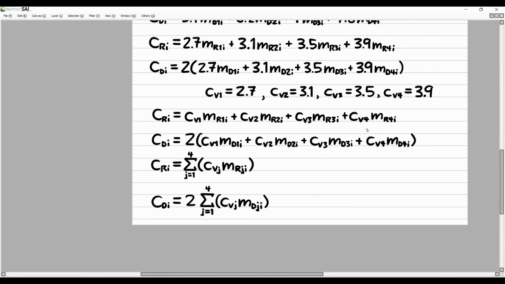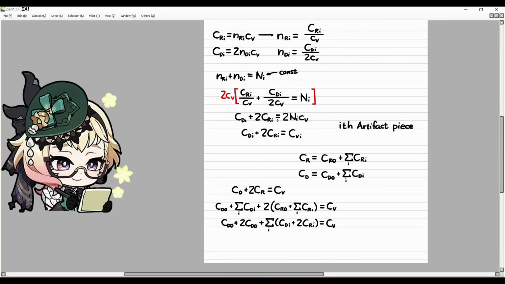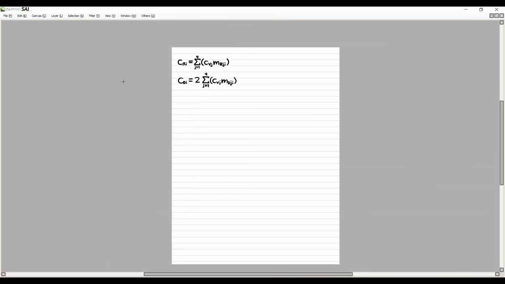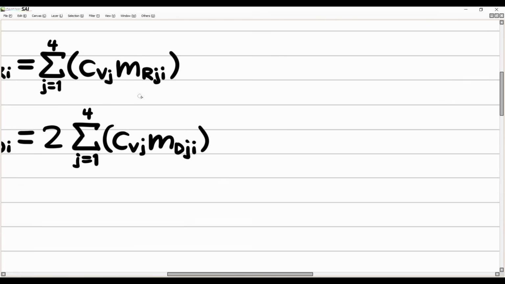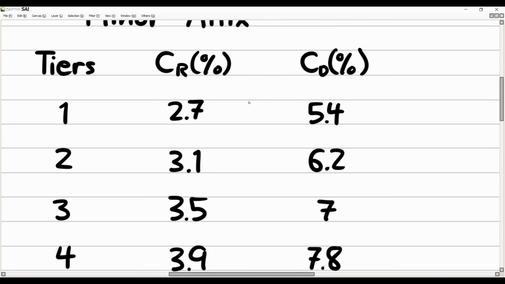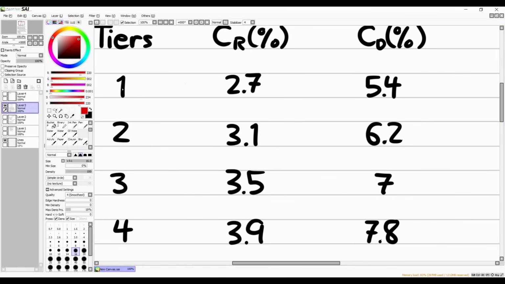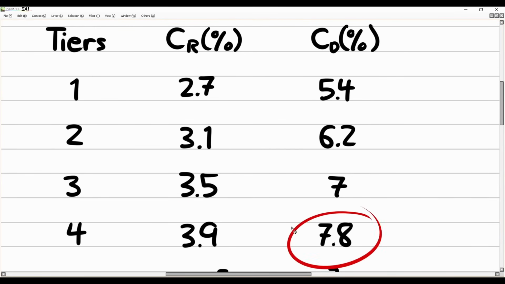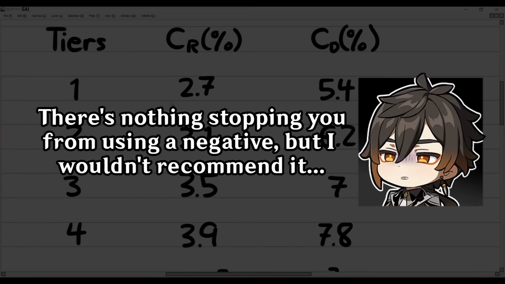So yeah, we're getting close to our desired equations here, because we want to get these ones. What I'm going to do now is define a common value amongst all of the different possible tiers, or all of the different possible minor affix values. You could let this common value be anything. It could be 2.7, it could be 3.9, you could let it be 7.8 if you really wanted to. You could let it be the average of these values, you could let it be a negative number.